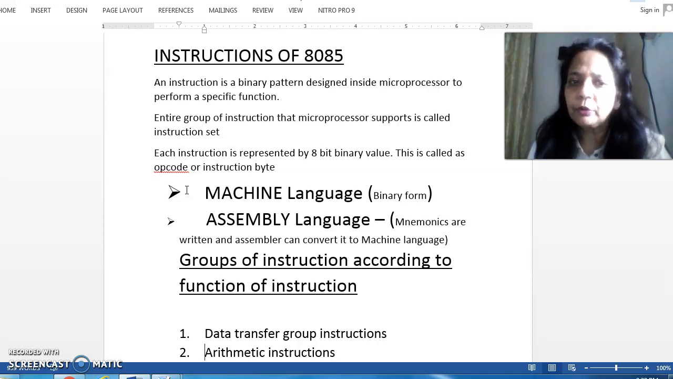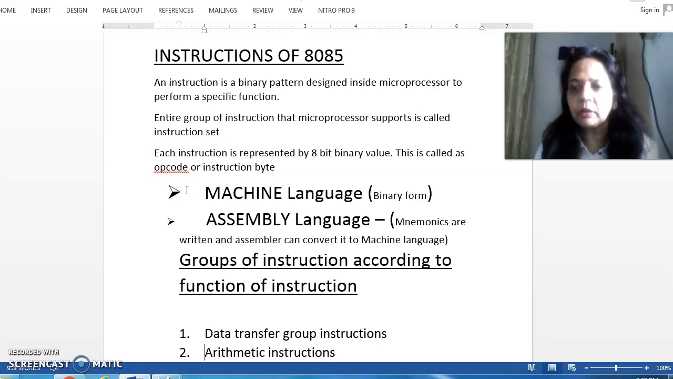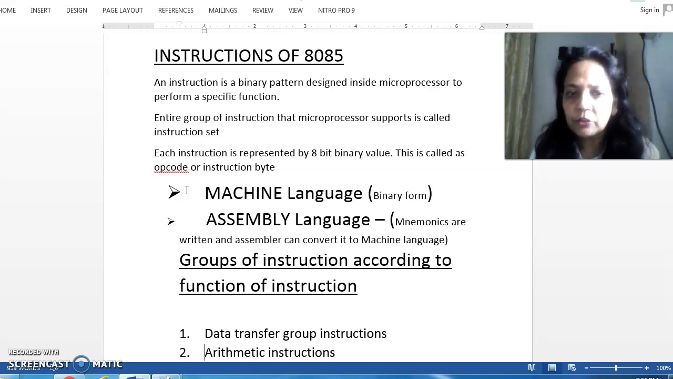This entire group of instructions that a microprocessor supports is called the instruction set. Now 8085 has approximately 74 instructions, which are further divided into different forms, and then they become 254. But in short, they are categorized into 74 instructions. Now each instruction is represented by an 8-bit binary value, which is called the opcode or instruction byte.